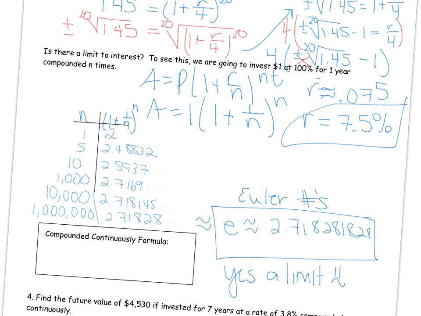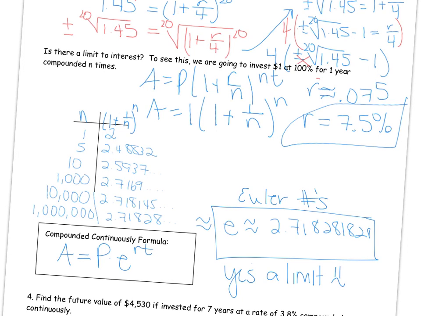So constantly compounding, which is an easier formula, in my opinion, to remember. A equals P, so what you put in, times e raised to the rt. Both r and t are in the exponents. So P is still what you put in, your present value. e is that number. It is a number. r is rate and t is time.